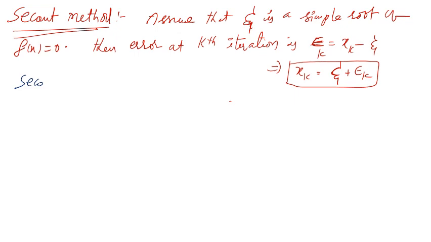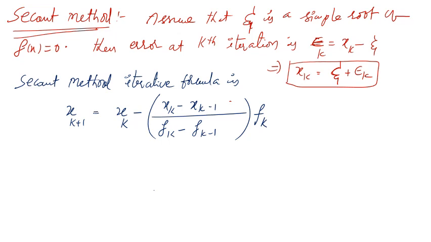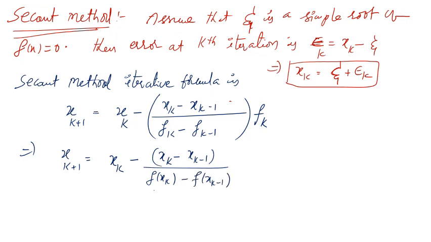Now, what is the secant method formula? The secant method iterative formula is xk plus 1 equal to xk minus (xk minus xk minus 1) by (f of xk minus f of xk minus 1), this entire thing multiplied by f of xk.